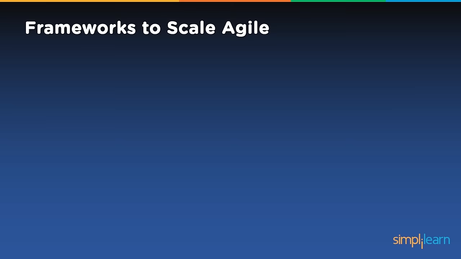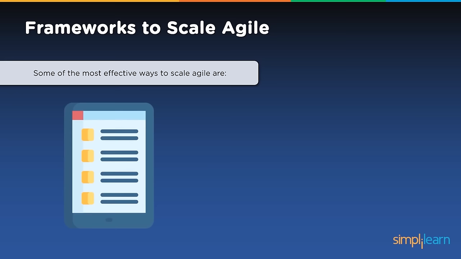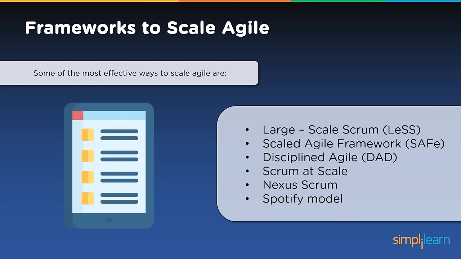That is very important. Now the frameworks for scaling Agile: there are various different frameworks. Some of the most effective ways to scale Agile would be Large Scale Scrum, which is called LeSS, Scaled Agile Framework, Disciplined Agile, Scrum at Scale, Nexus Scrum, and the Spotify model. When I say LeSS, Large Scale Scrum, it is a way of scaling Agile and scaling Scrum to large and big product development groups. It has been used since 2005 in different software and hardware products in industries such as banking and telecom.